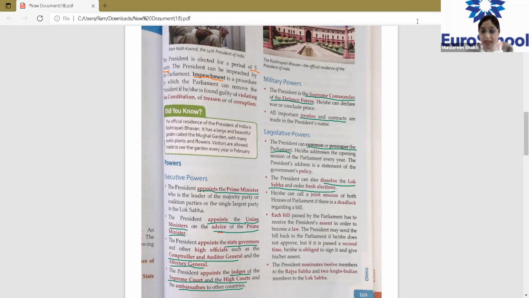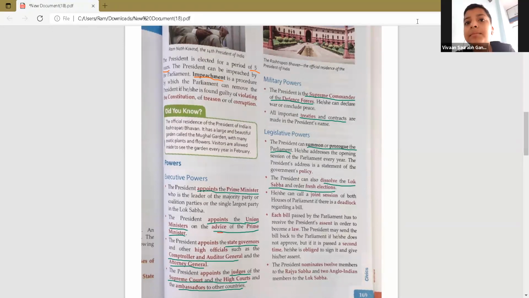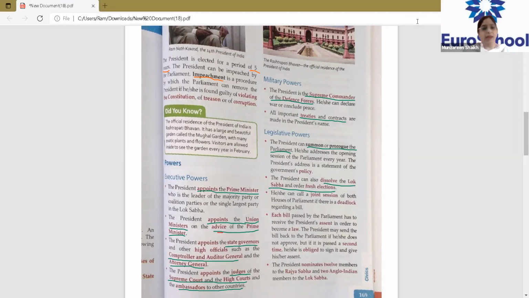So can you make out the legislative powers of the president? Ma'am, does he have the power also to remove any member of the parliament? Yeah, definitely. It is mandatory for each and every member of the parliament to abide by the rules and regulations of the parliament. If any member fails to do so, they will definitely face the consequences.